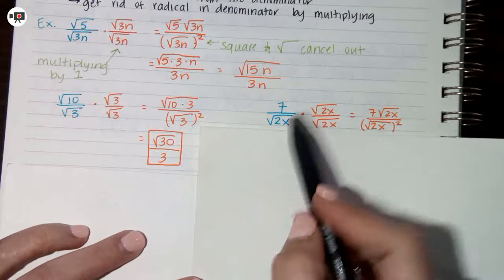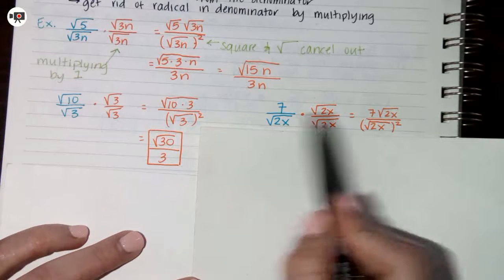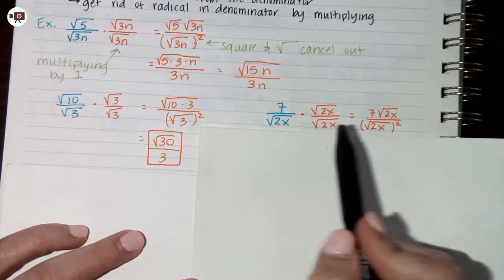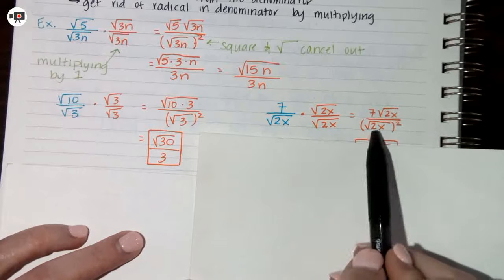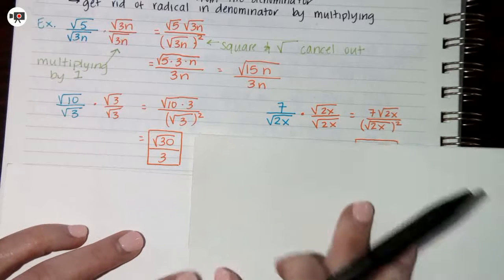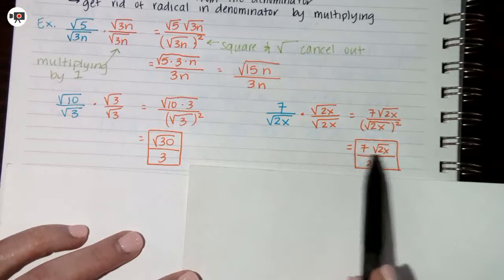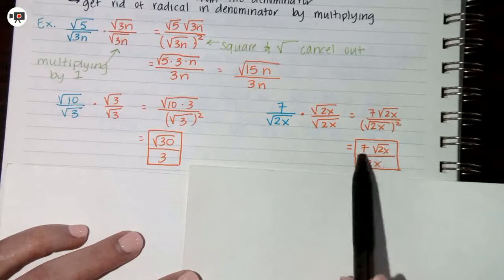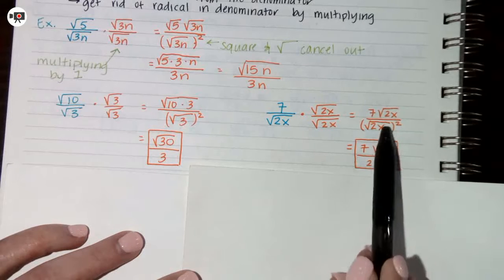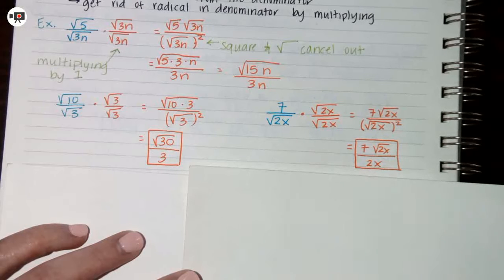Now we have 7 over the square root of 2x. Multiply each by the square root of 2x. 7 times the square root of 2x over the square root of 2x squared is 7 times the square root of 2x. This 7 cannot go inside the square root because it is not being square rooted. It is not the square root of 7 right now. It's just a 7. And then the square and the square root cancel, so it's over 2x.